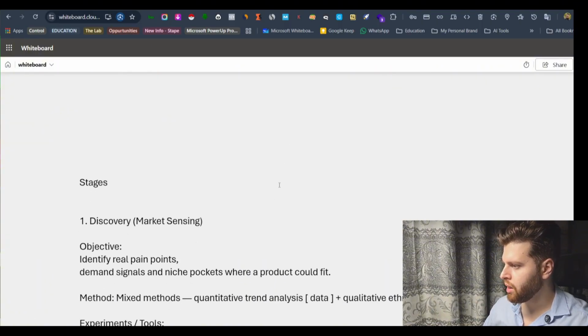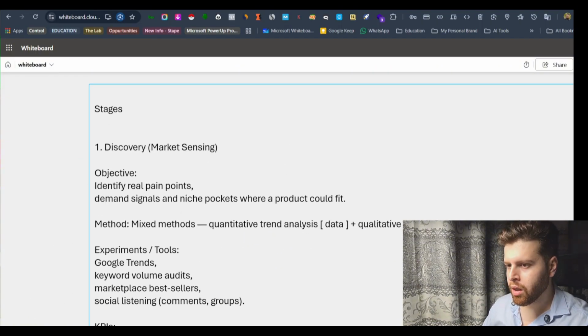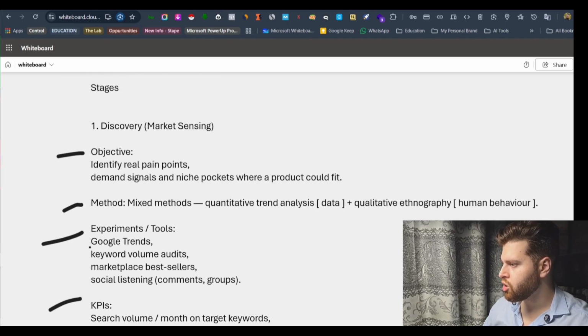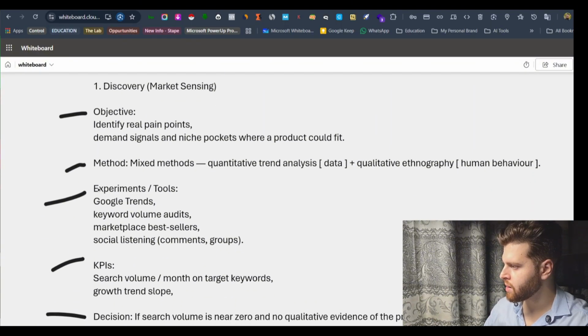Let me just explain what I'm talking about here. So the first one is discovery. We said that we have 5 micro check marks. They are objective, method, experiments, KPIs, and then decision. So what does this mean? For every major check mark, there are the same micro check marks that you need to pass, and in order for a stage to be passed, you need to check all these micro check marks.